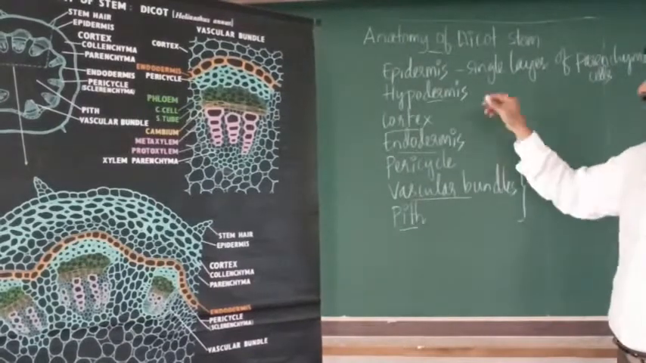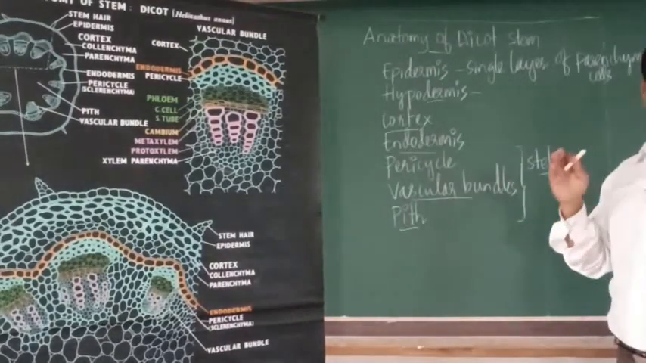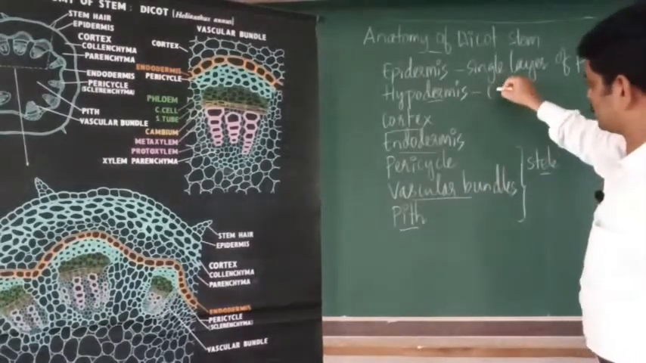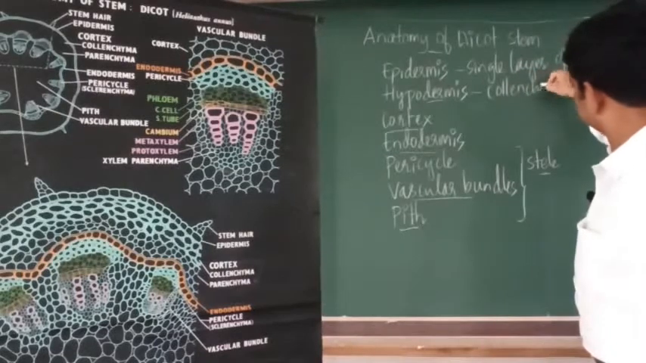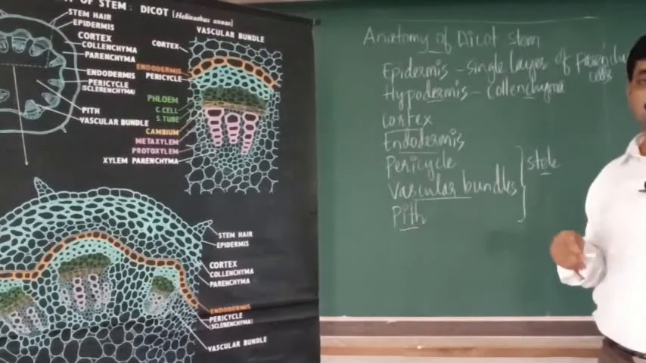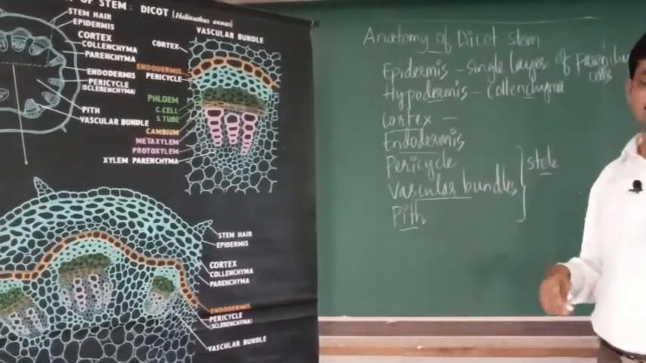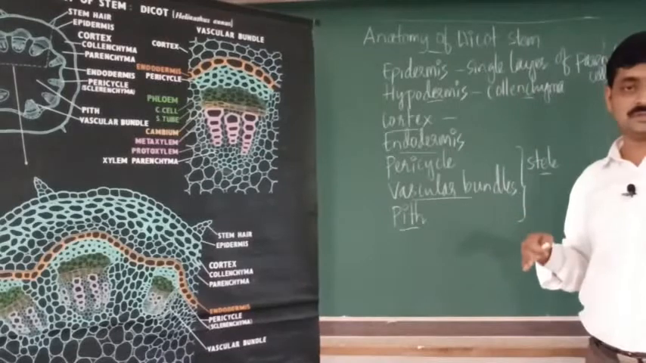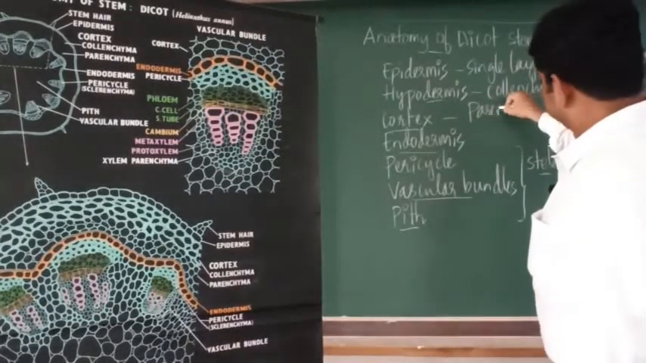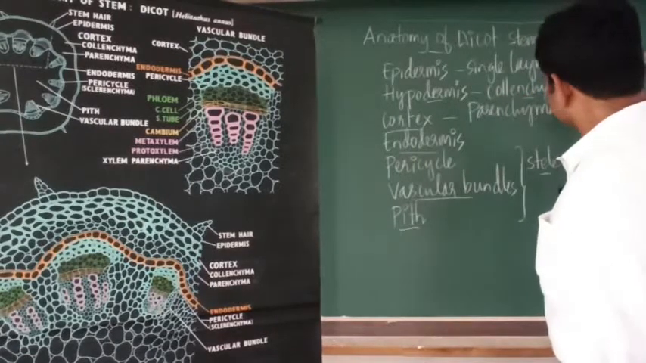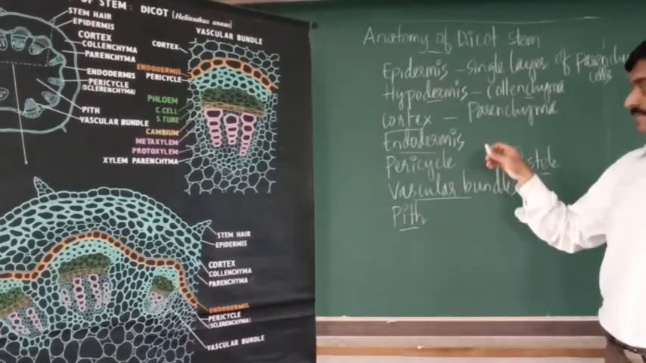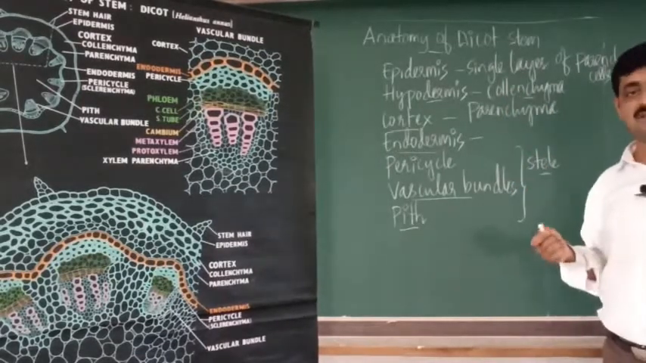Below epidermis, the part is hypodermis. So hypodermis is located below the epidermis. Hypodermis is composed of collenchyma. So in dicot stem, hypodermis is composed of collenchyma. Cortex is located below the hypodermis. So cortex is composed of parenchyma cells. Then below cortex, the innermost part of cortex is endodermis.